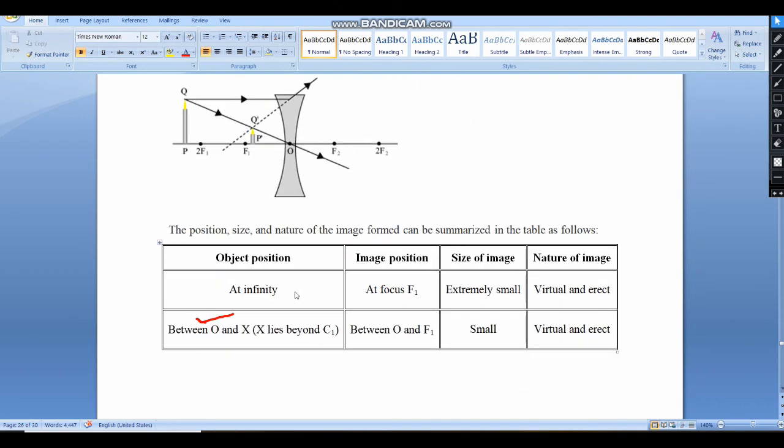In that case, the object is placed between O and X, where O means the optical center and X means infinity. X lies beyond C1, anywhere beyond C1. The image is found between F1 and O, is small in size, and again it is virtual and erect.